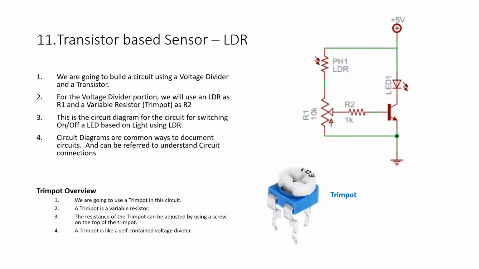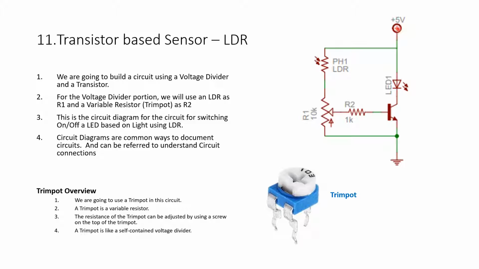Now let's go to the circuit. So here's a schematic. This is called a schematic, or a circuit diagram. A circuit diagram is simpler to understand. This is a circuit diagram of how a circuit has to be constructed.